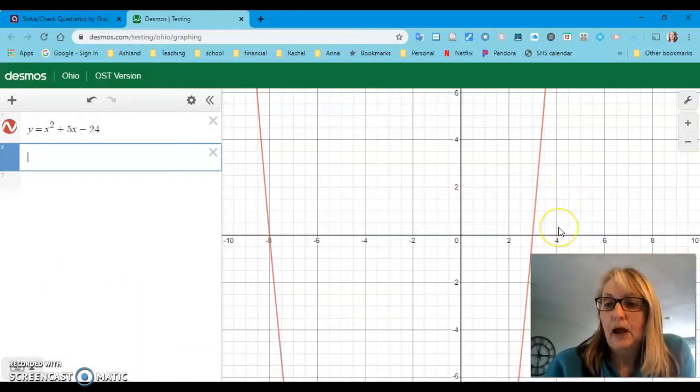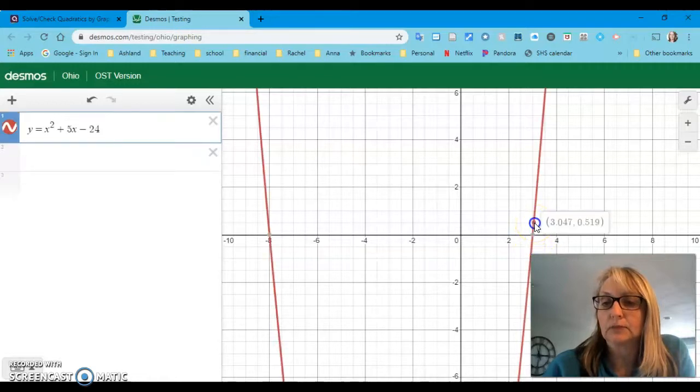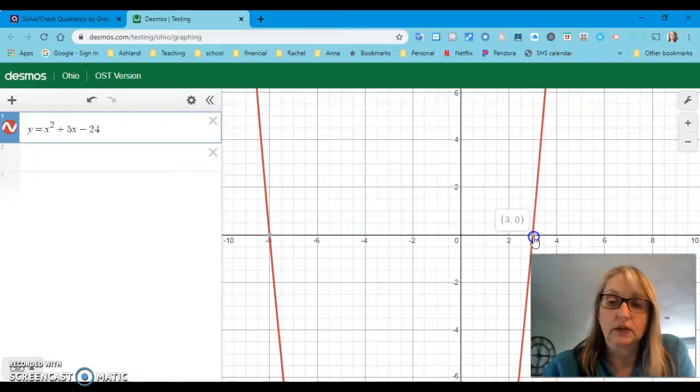Now remember, my solutions are where it crosses the x-axis. So here's one at x is negative 8, and here's one. Looks like it's right in between at 3, but I can double check it. Remember, in Desmos, I can click and drag, and it'll actually snap to things like intercepts. So 3, 0 is another solution. So when x is negative 8 and when x is 3, those are my two solutions.